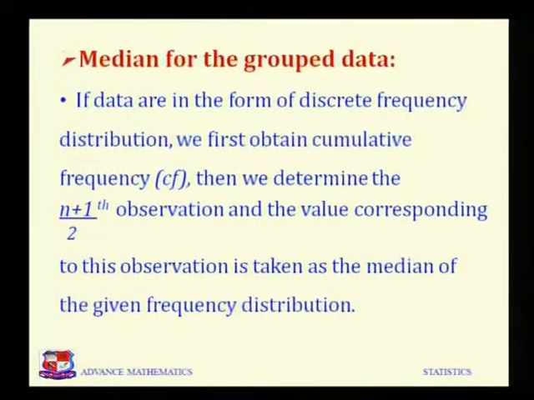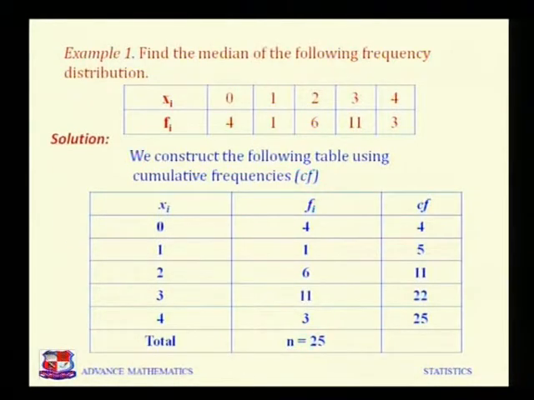और इसके लिए हमें यहाँ पे cumulative frequency find करनी है. अब cumulative frequency क्या होता है वो हम examples में देखते हैं. Our first example is: find the median of the following frequency distribution. यहाँ पे frequency discrete form में दी गई है. So the values of xi are 0, 1, 2, 3 and 4, and the values of fi, the frequencies, are 4, 1, 6, 11, 3.